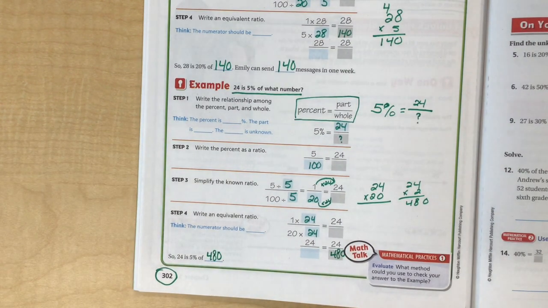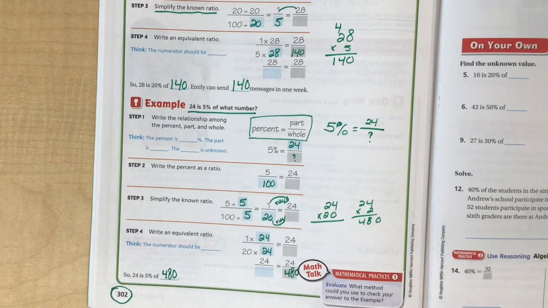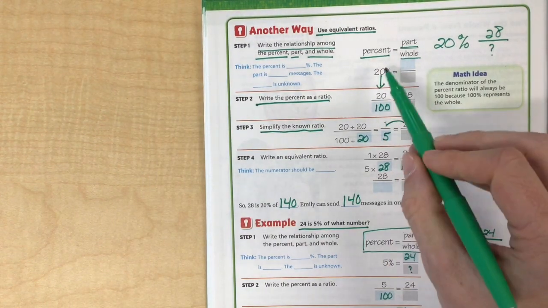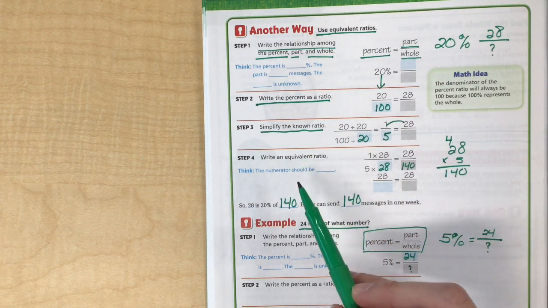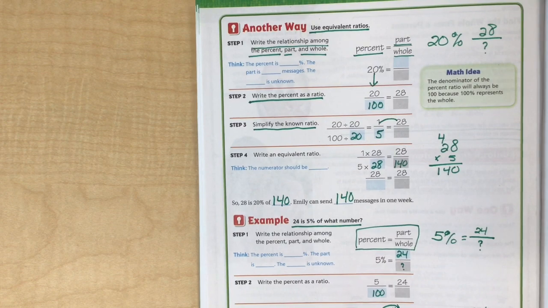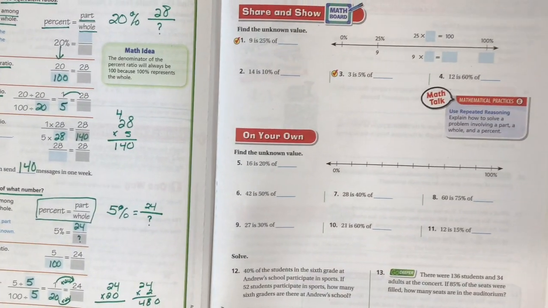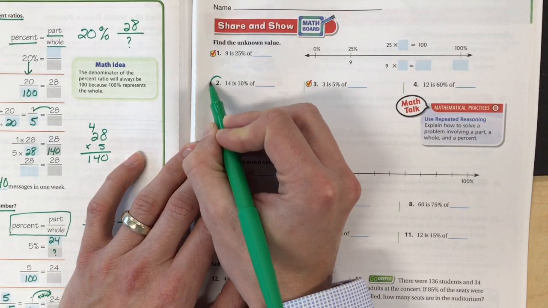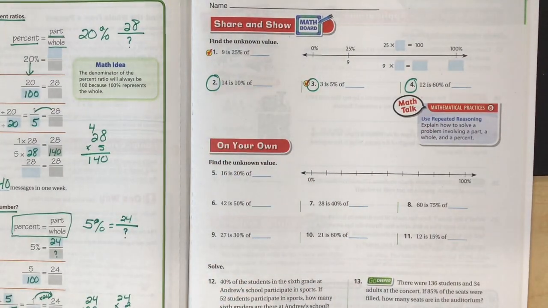All right. I'm going to have you guys pause the video and try a couple. I know that this can be a difficult skill, so refer back to these steps. Write the relationship, write that percent as a ratio, simplify, and then create an equivalent fraction. It's a 4-step process, and not one that you've probably done many times before. So let's pause, and we're going to try number 2, number 3, and number 4 on the next page, which is page 303. Go ahead and pause the video and try.